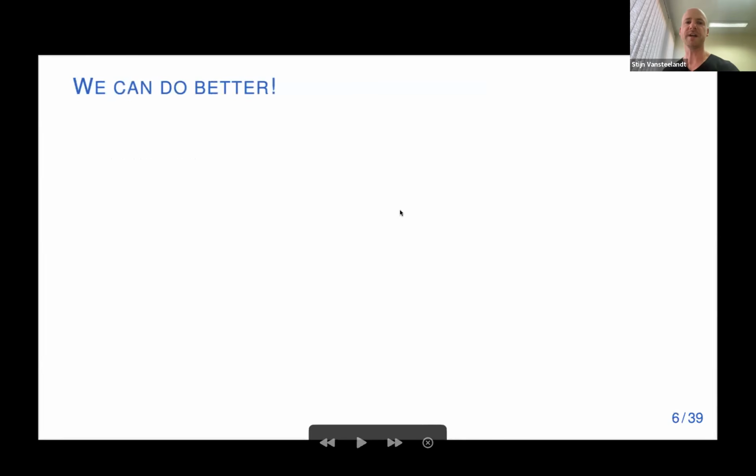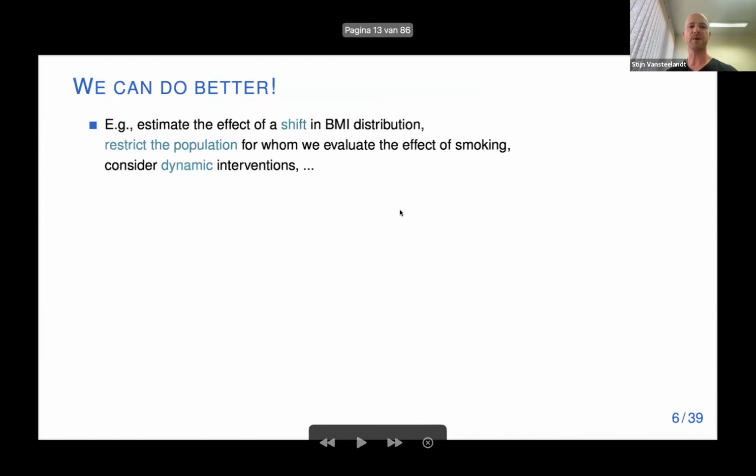Now we can do better with the available causal methods. We can focus on the effect of a shift in the BMI distribution. If we believe that smoking is not a feasible option for all pregnant women, we could think about restricting the population of pregnant women in whom we evaluate the effect of smoking.